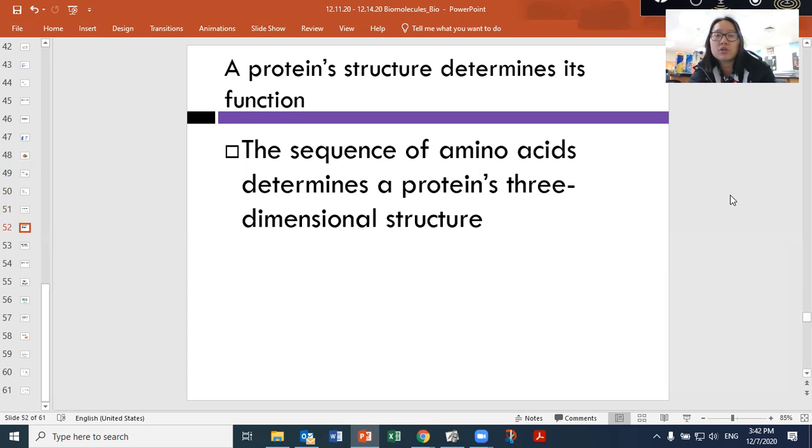And so a protein's structure determines its function. The law in proteins and in DNA and in the central dogma is that structure creates function. Okay, so the sequence of the amino acids determines the protein's three-dimensional structure. And the three-dimensional structure is integral to its function. If it doesn't fit together with something, then it's not going to work. If it doesn't go where it's supposed to go, it doesn't work. If it doesn't fold a certain way, it doesn't work. So the structure means that it has a function.